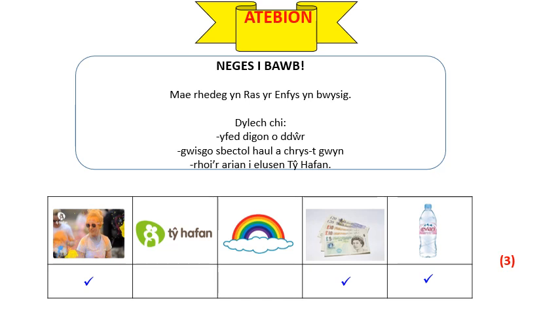Gwisgo sbectol haul a crys ti gwyn. Wear sunglasses and a white t-shirt. And then rhoi arian. There's the clue there, that word arian. I elusen ti hafan. Okay, I suppose you could have ticked that ti hafan there as well. But the clue there was the arian, give money to it. It wasn't just mentioning ti hafan, was it? It was actually saying you need to give money to it.